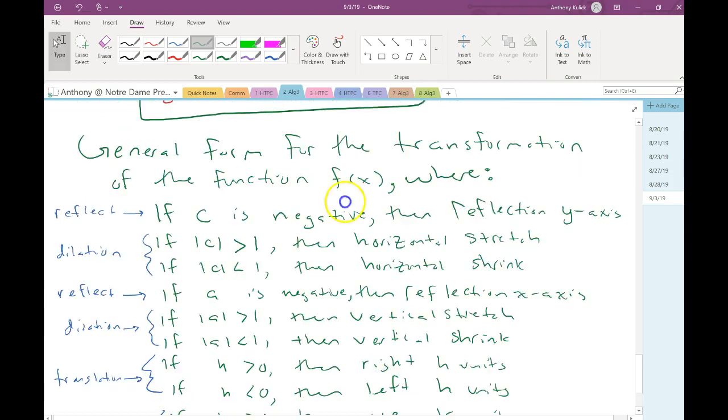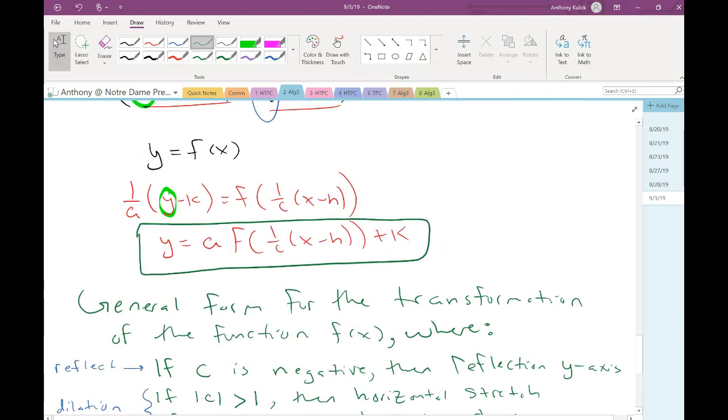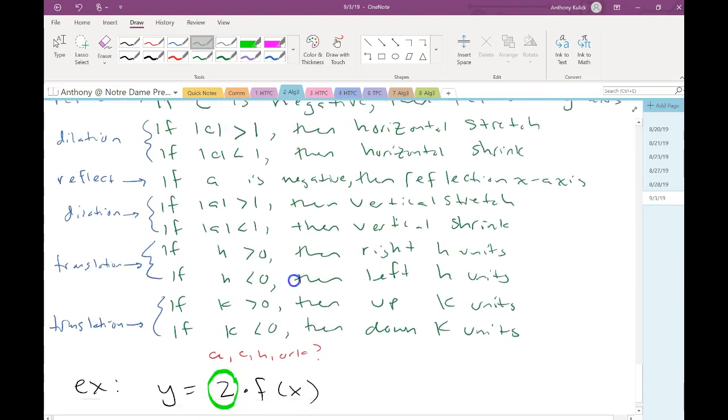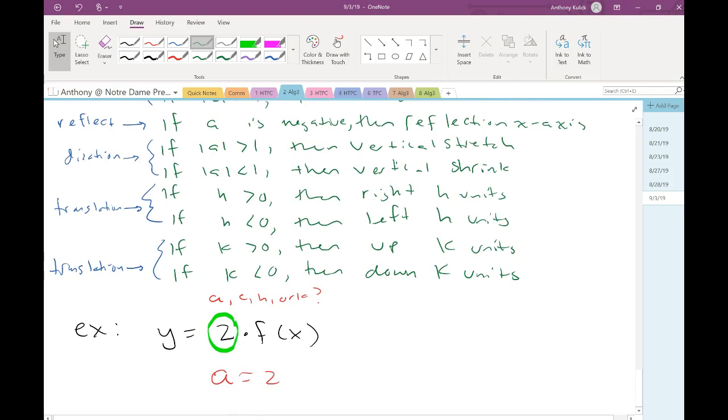So if I look at my general form, it's out front of the f of x. So this tells me that 2 is my A. Everybody okay with that? If I go to my list of criteria, I'm going to look at the parts concerning A, which are these 3 lines here. The first line says if A is negative, then we reflect across the x-axis. Is A negative? No. So there's no reflection.